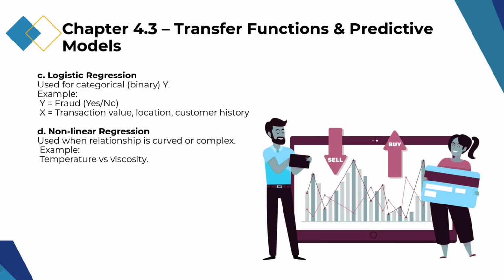Logistic regression is used for predicting binary outcomes, for example, fraud: yes, no. Inputs can be transaction value, location, customer history, etc. Nonlinear regression is used when the relationship between variables is curved or complex. Example, relationship between temperature and viscosity.